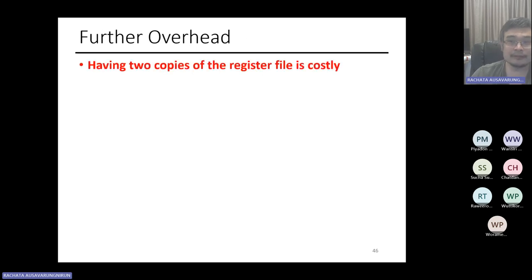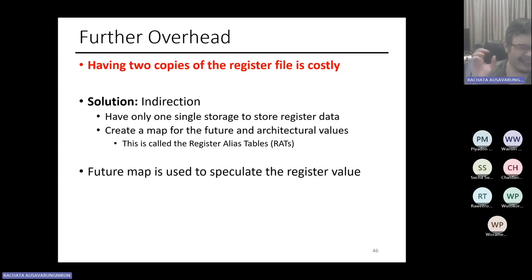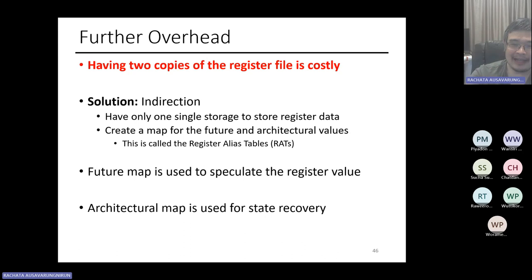So the next thing is, well, having two copies of the register file is costly because, I mean, we burn hardware. You can use the redirection for this. You can use the technique called register aliasing table. We will go into more detail next week because I want to put this together with out-of-order execution as well, to put everything into one practice example. Basically the idea is I store the mapping to this speculative register value, and the architectural map is used for state recovery.